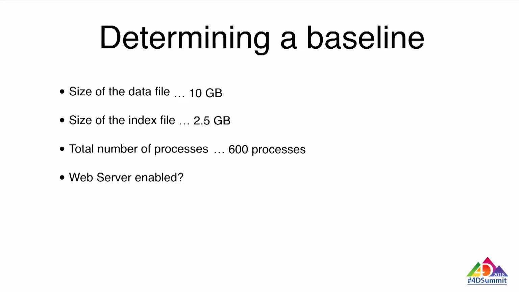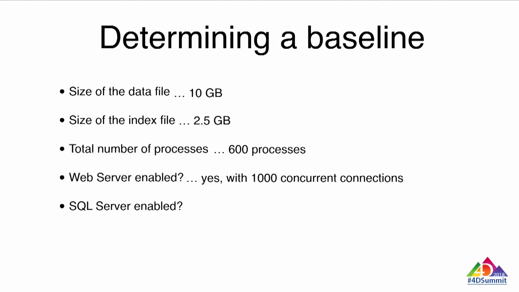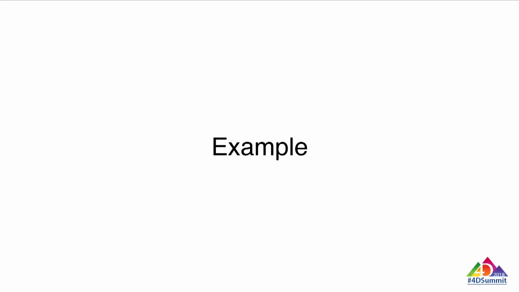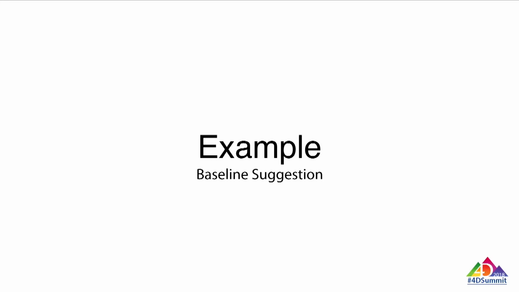The web server is enabled with 1,000 concurrent connections. And we've got 25 concurrent connections to the SQL Server, but no preemptive processes. So how would you figure out what that would require? I mean, get out a calculator and just start typing in numbers. Well, luckily, I do have an example. I have an example on the baseline suggestion.